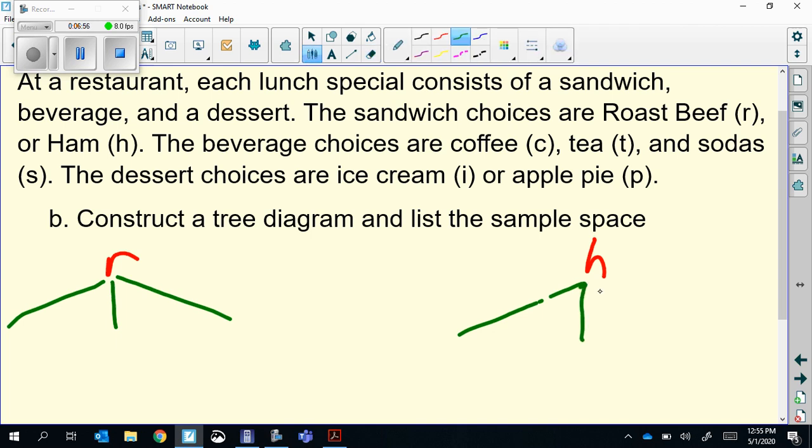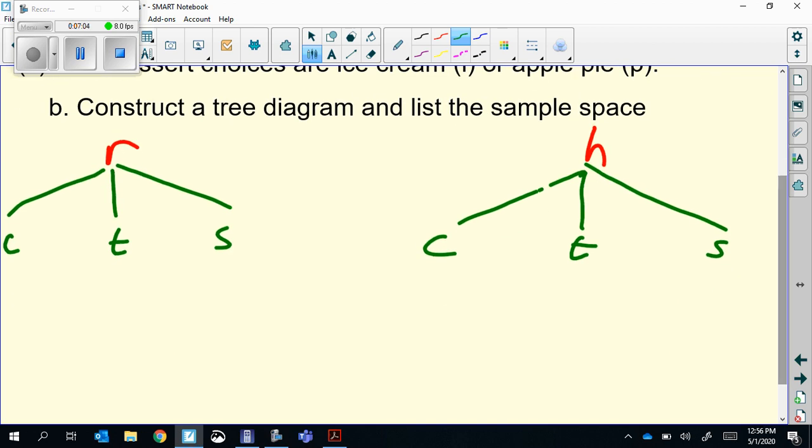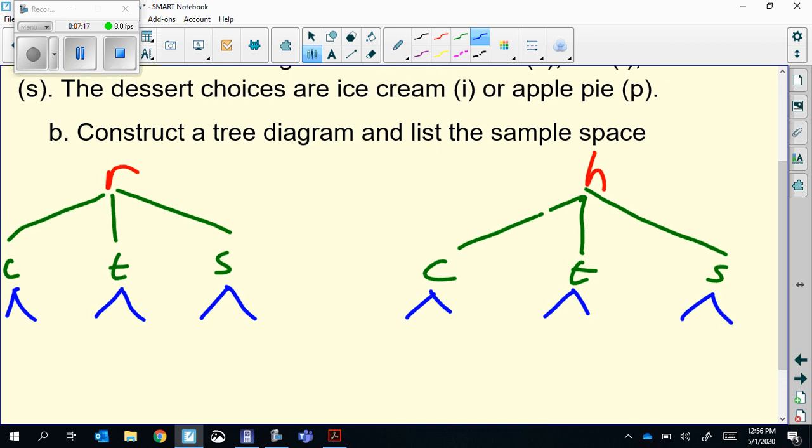Just spacing them out a little bit so I can fill everything in. So like we said, coffee, tea, soda, coffee, tea, soda. Now for each of those, you also have those two dessert choices from each one. So we've got two branches from each of those. And those choices were ice cream or pie, apple pie. Ice cream, apple pie, ice cream, apple pie.